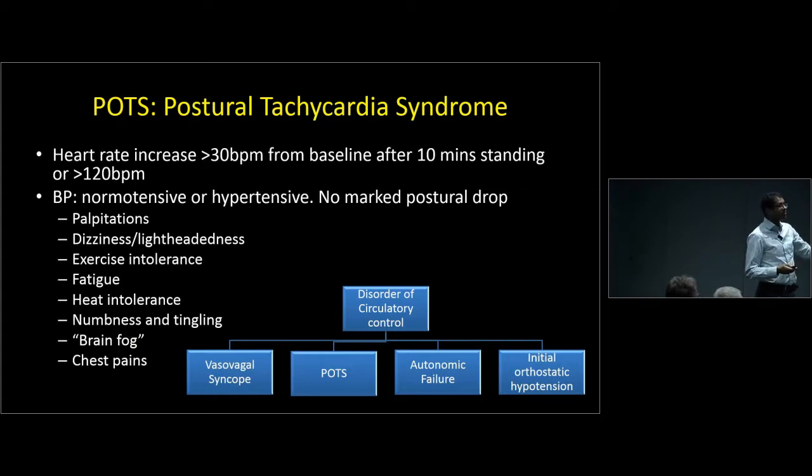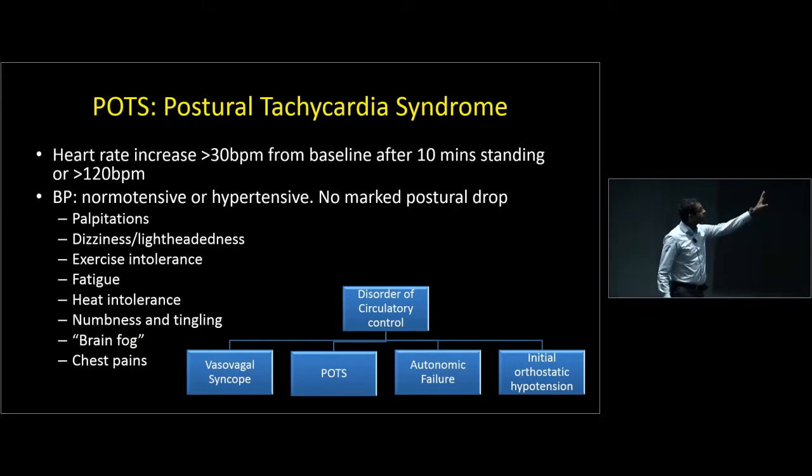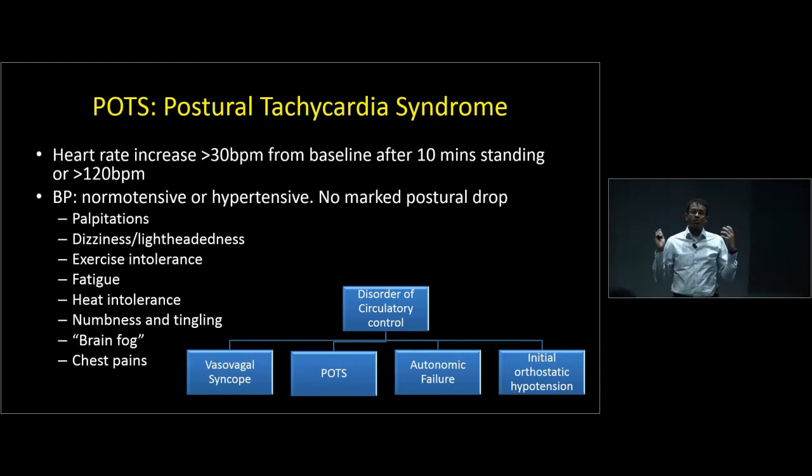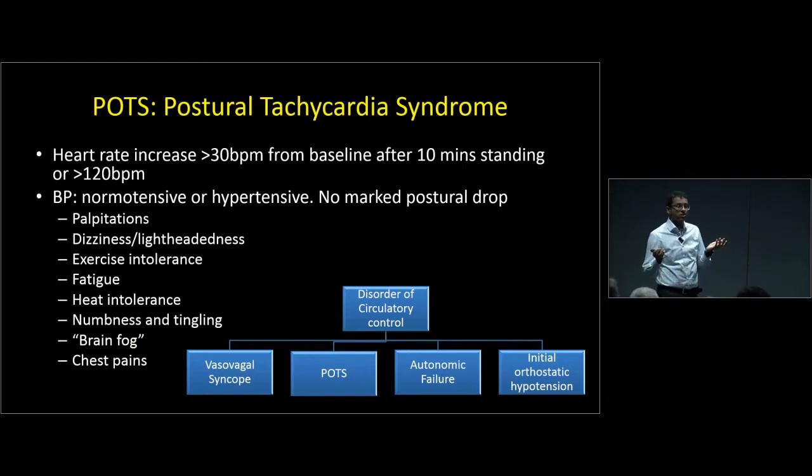And I set up a schema of disorders of circulatory control. You've got patients with vasovagal syncope, patients with POTS, patients with autonomic failure, and patients with initial orthostatic hypotension, which is a transient fall in blood pressure that people get for a few seconds on standing and is regarded as a normal variant in blood pressure fluctuation. It's the sort of person who says, every time I get up I go black and it goes grey, it lasts a few seconds and it's gone, something's wrong with me. Almost always they've got IOH, initial orthostatic hypotension, and it's a normal subset of the population.